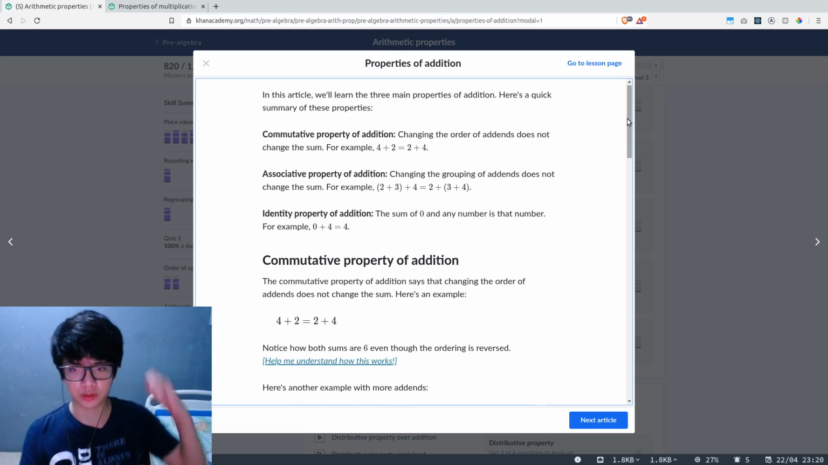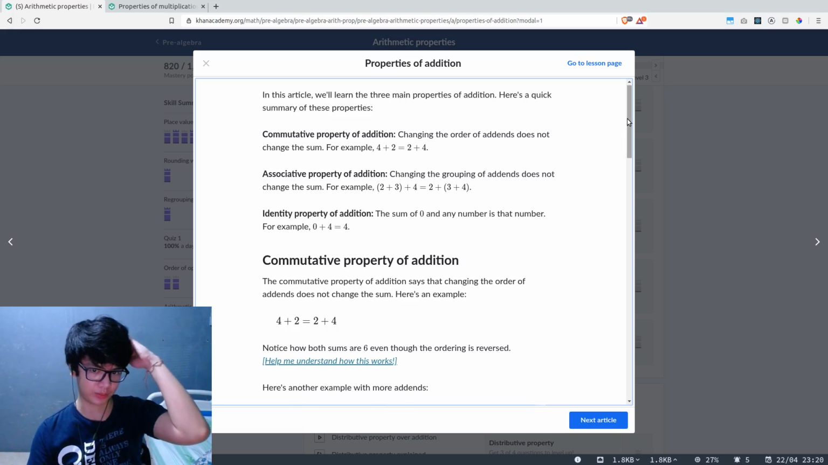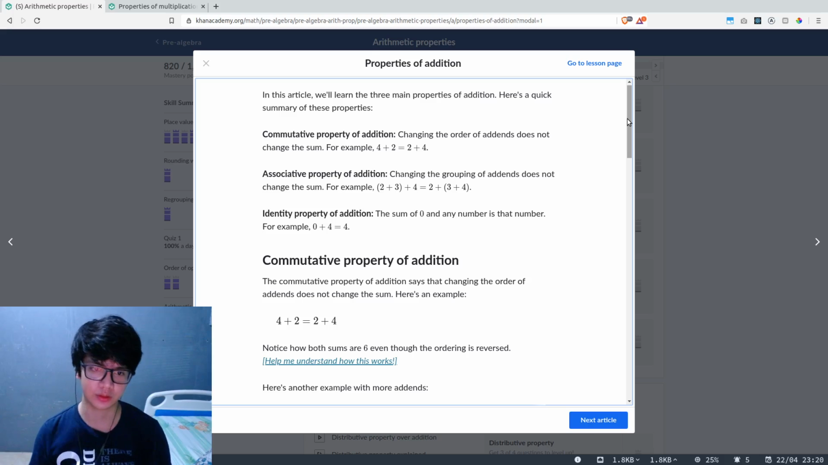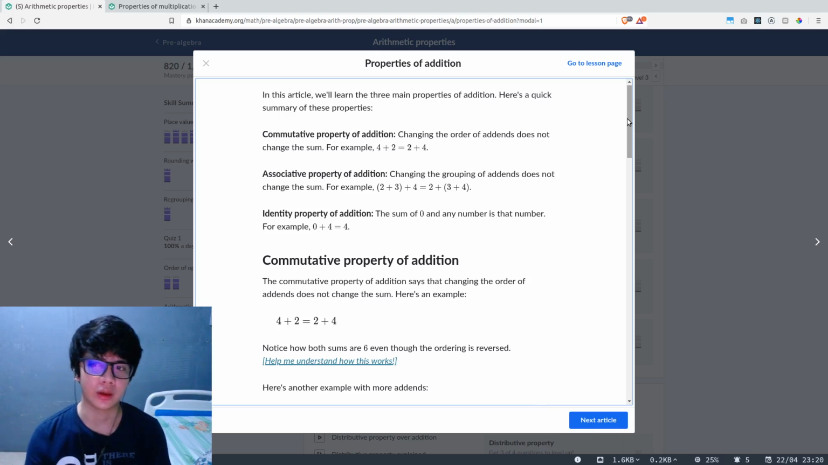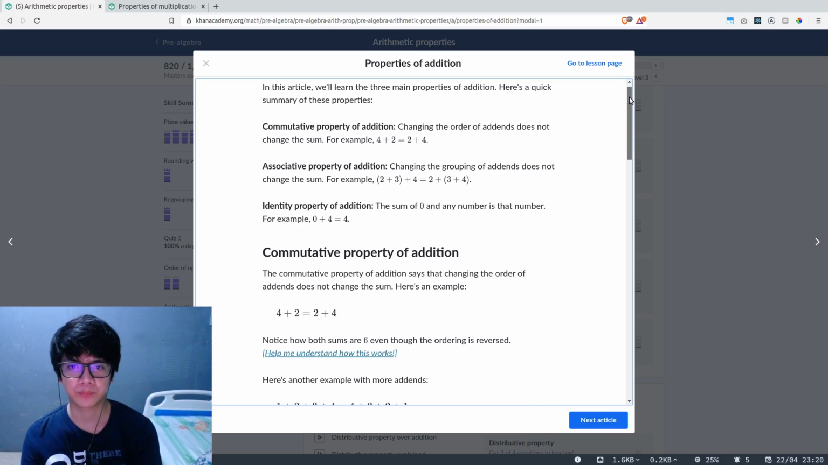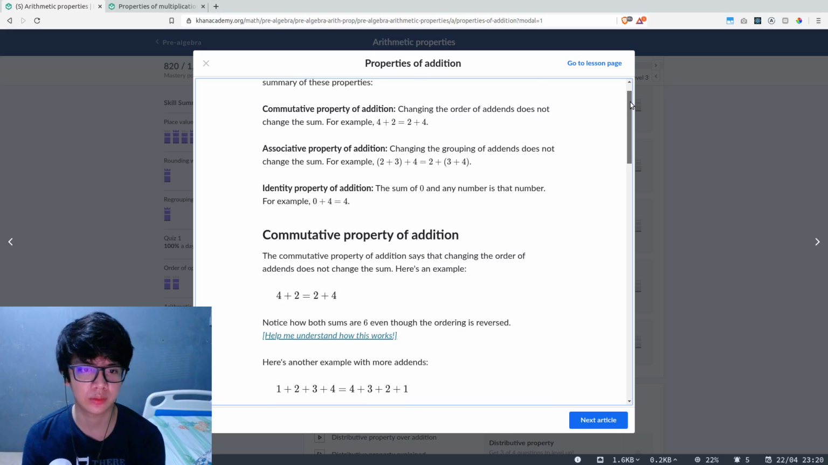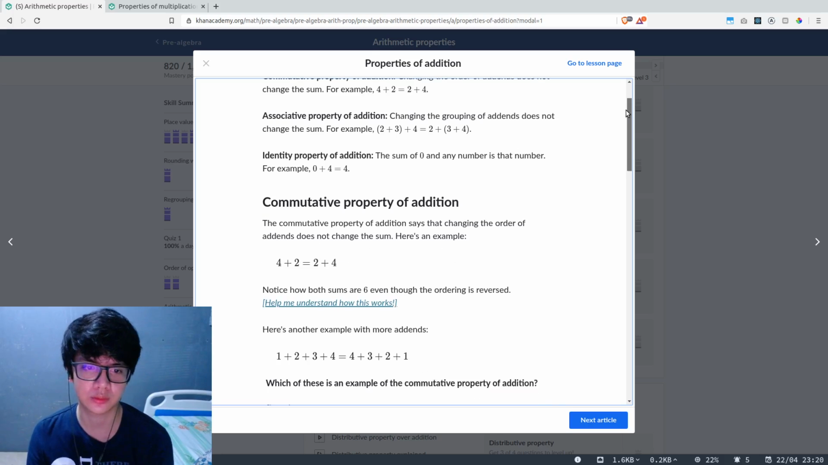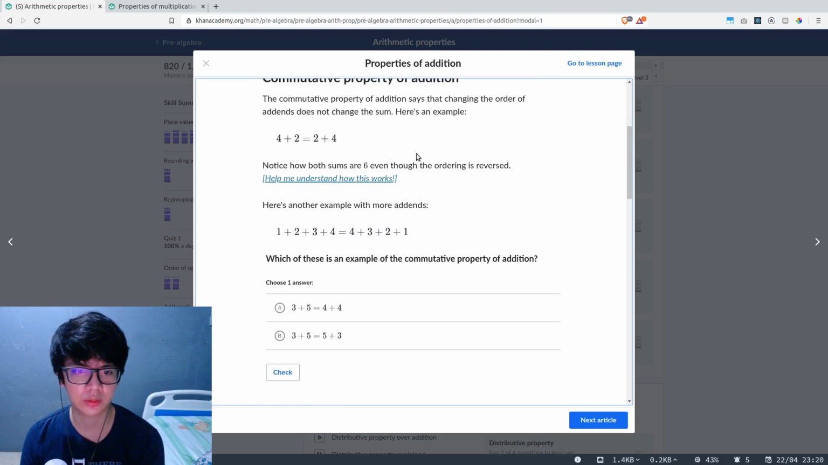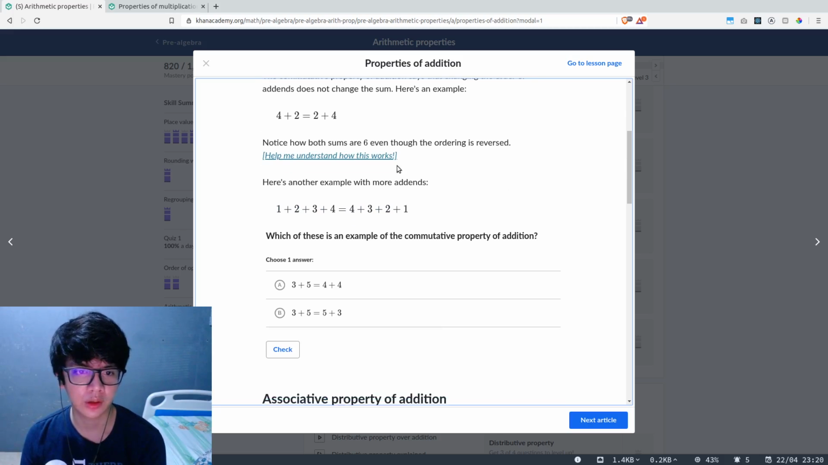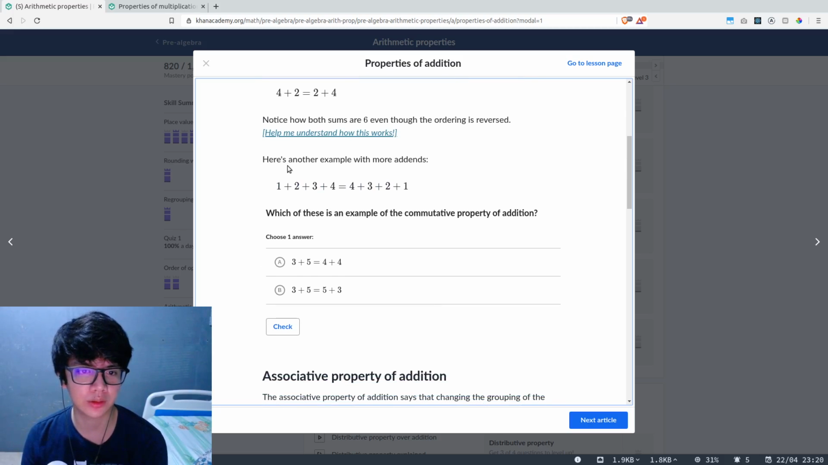Commutative is like the order, right? And associative is the grouping. The sum of 0 and a number is the number. Identity property of addition. Notice how both sums are the same.